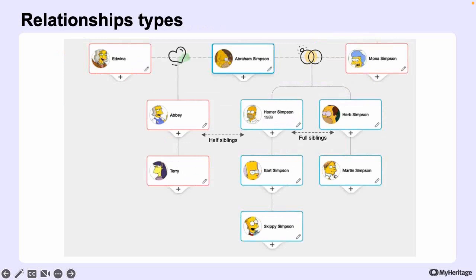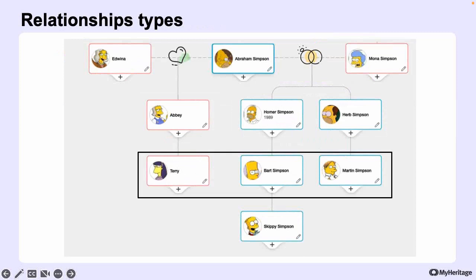So, looking at the relationship types, Homer and Herb are full siblings, obviously, because full means they share two common ancestors, Abraham and Mona. But Abby is the half-sister, or half-sibling, of Homer and Herb, because they share only one common ancestor, one parent, Abe.